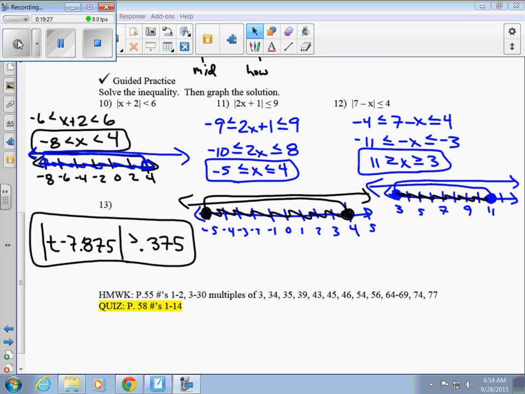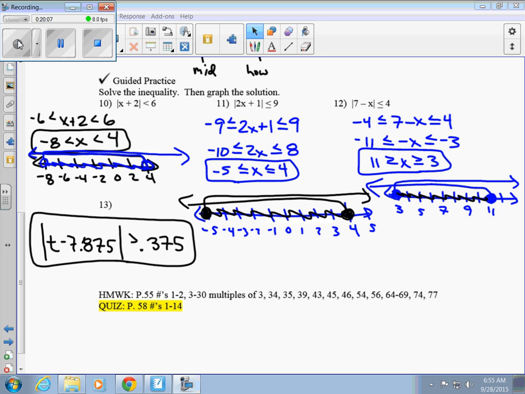And here are the answers to your guided practice problems 10, 11, 12, and 13. Notice 10, 11, and 12, now we're talking about the and problems. They're all less than or equal to, so we write them as a compound and problem, and we solve them from there. And we have the graphs. So there's your homework assignment for section 1.7. I would also recommend doing the quiz problems on page 58. Those problems are a review of questions from the last two sections, sections 1.6 and 1.7.